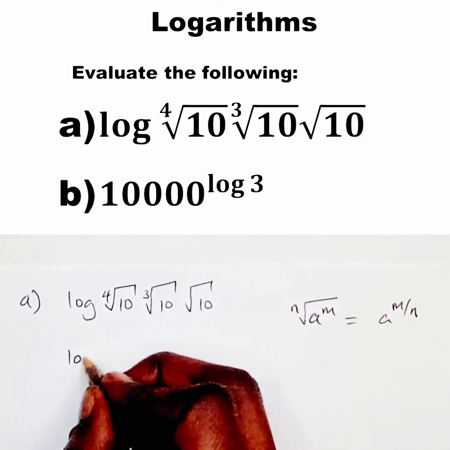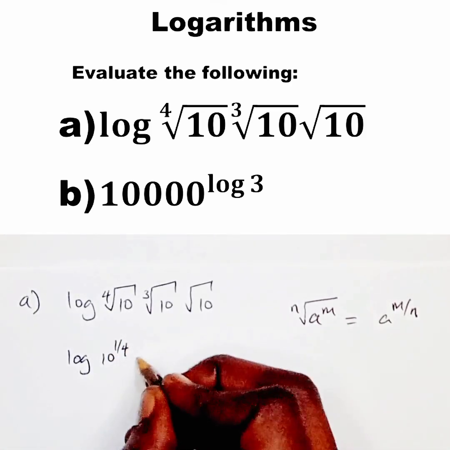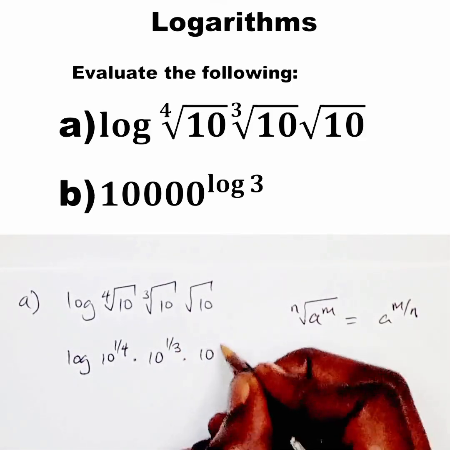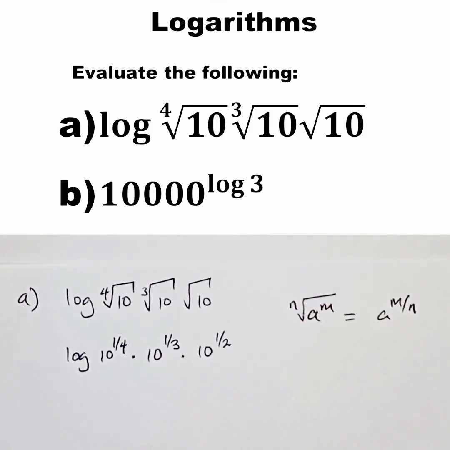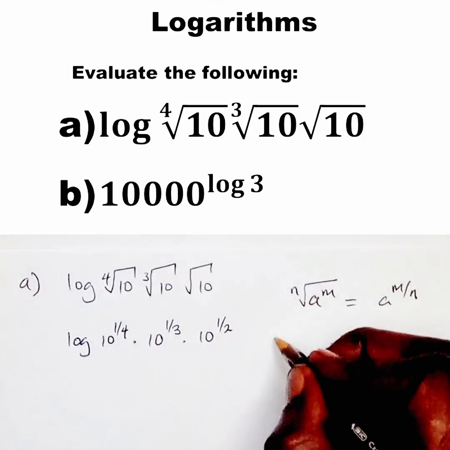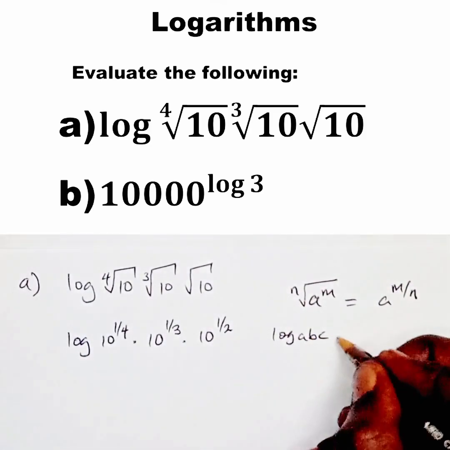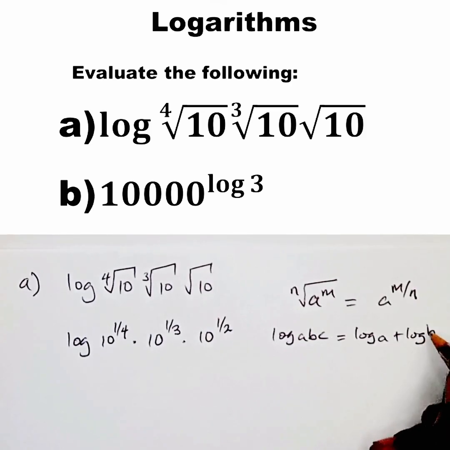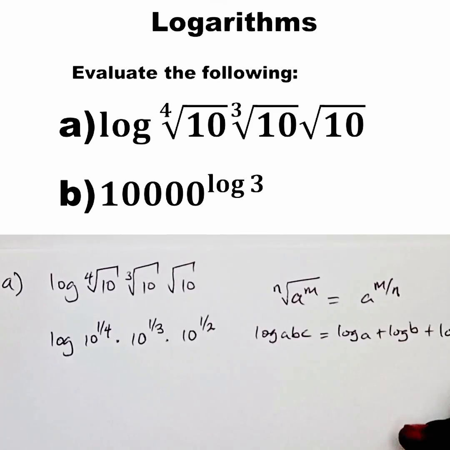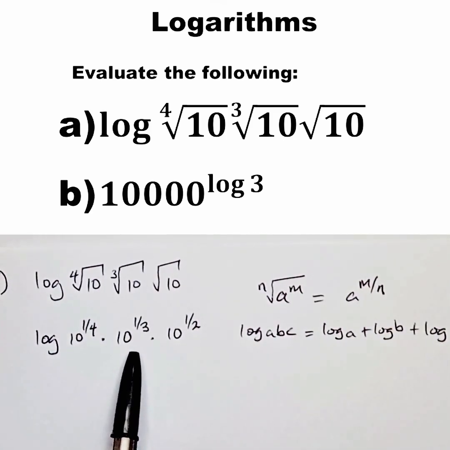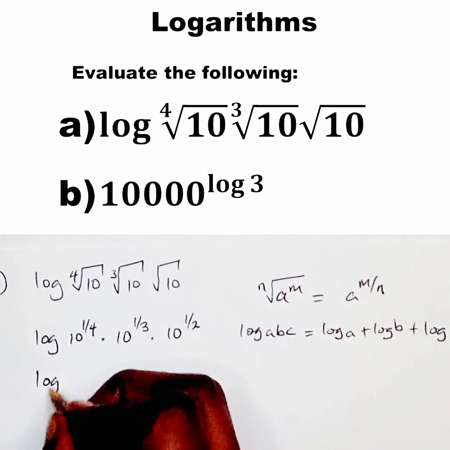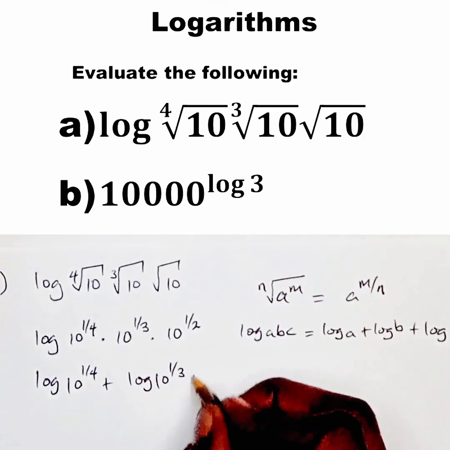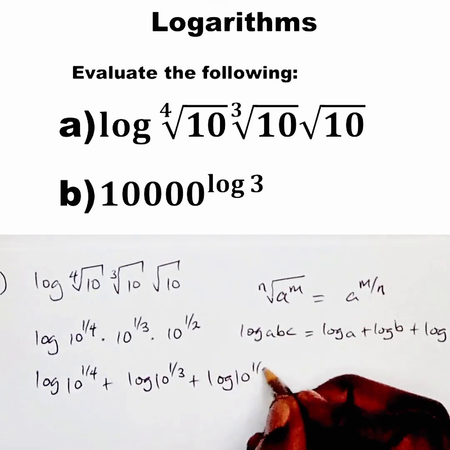Then we're going to have log of 10 to the power 1 over 4, multiplying 10 to the power 1 over 3, multiplying 10 to the power 1 over 2. Now, at this stage, we are going to use this law of logarithms that says log ABC gives us log A plus log B, then plus log C. So we're just going to use it on this one. Then we're going to have log 10 to the power 1 over 4 plus log 10 to the power 1 over 3 plus log 10 to the power 1 over 2.